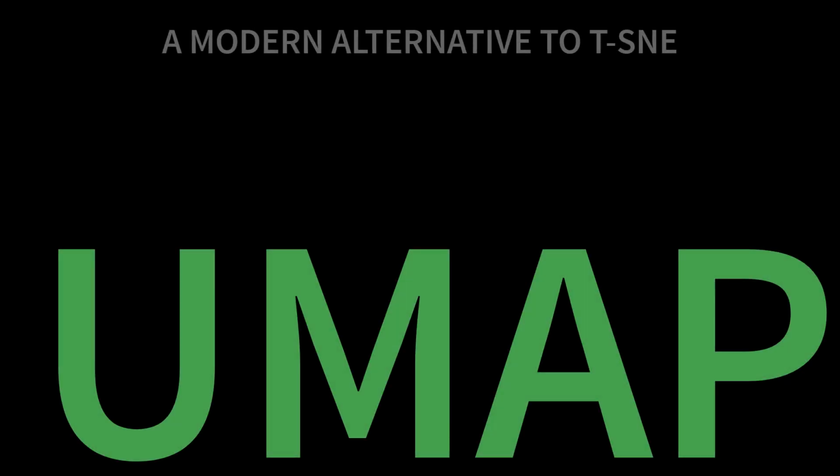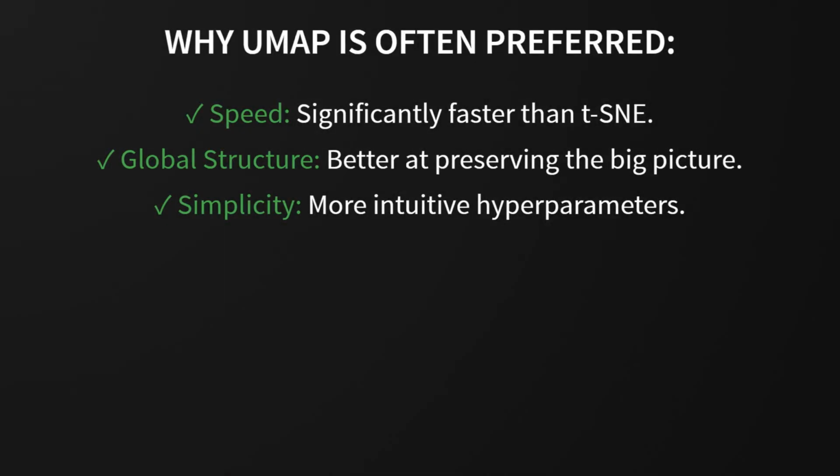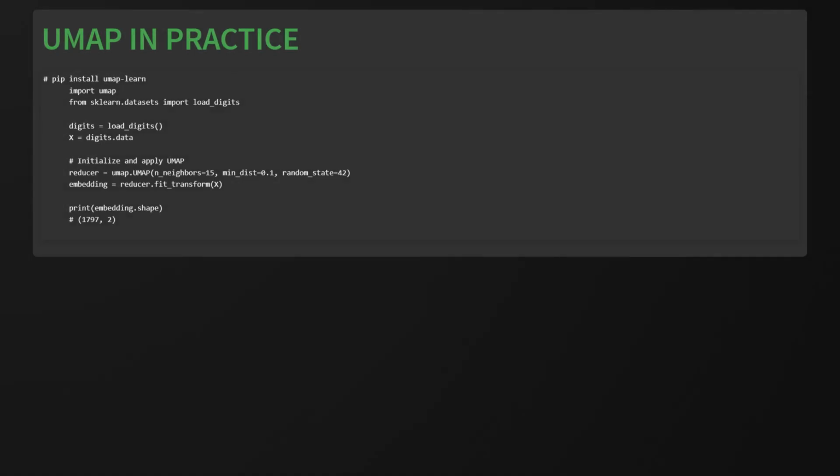Meet the new champion for visualization. UMAP is often the first tool data scientists reach for today, and for good reason. So why is UMAP so popular? It comes down to three key advantages over t-SNE. It's faster, it better preserves the global data structure, and it's easier to tune. The best part? Using it is incredibly simple. The API feels just like scikit-learn, making it an easy drop-in replacement for t-SNE.